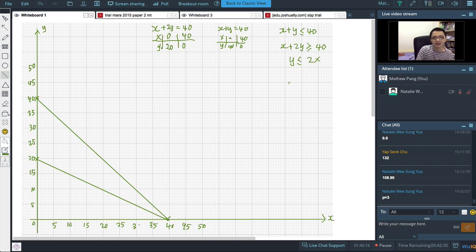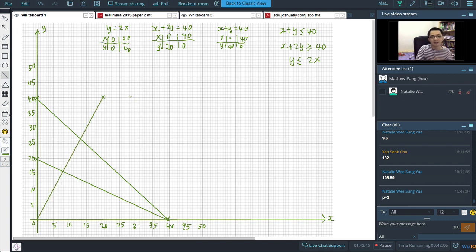Alright, then the last one, y equals to 2x. Y equals to 2x. Yeah, x=0, y=0 is easy. Okay, then maybe I try when x is 20, then y will be 40. Correct or not? Yeah, correct. 20, 40 will be here. Now from 0, 0, draw until there.